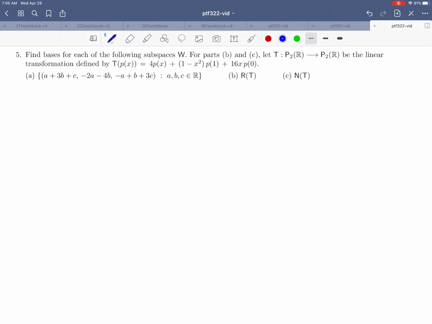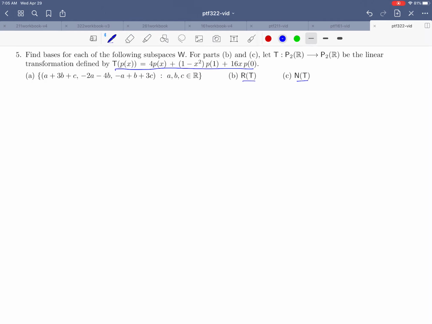Hi everybody, and welcome to the continuation of exercise 5 on our list of final exam review problems. We already did part A of this problem in a previous video, so we're going to focus just on parts B and C. Notice that parts B and C would like us to find a basis for the range and the null space of a linear transformation that they're giving us a formula for here.